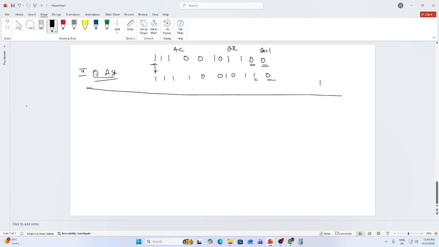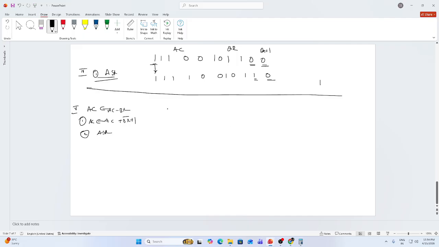So 1 0 means what? 1 0 means subtraction, right? AC minus BR, shift to AC. So this operation you are doing with AC plus BR bar plus 1, in AC, and the arithmetic shift right. This is the second operation. So this is the first operation, this is the second operation.